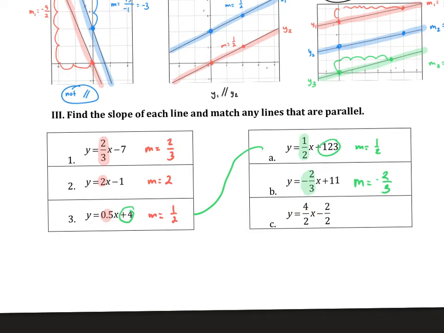Lastly here, this one here. Looks like this slope is 2. So m is 2. So I'm thinking, okay, that's a 2 here and a 2 here. So those have to be parallel, right? Well, look, the y-intercept here is -1, but the y-intercept here is also -1. So those two are the same line because they have the same m and the same b. So they're not parallel, they're the same.